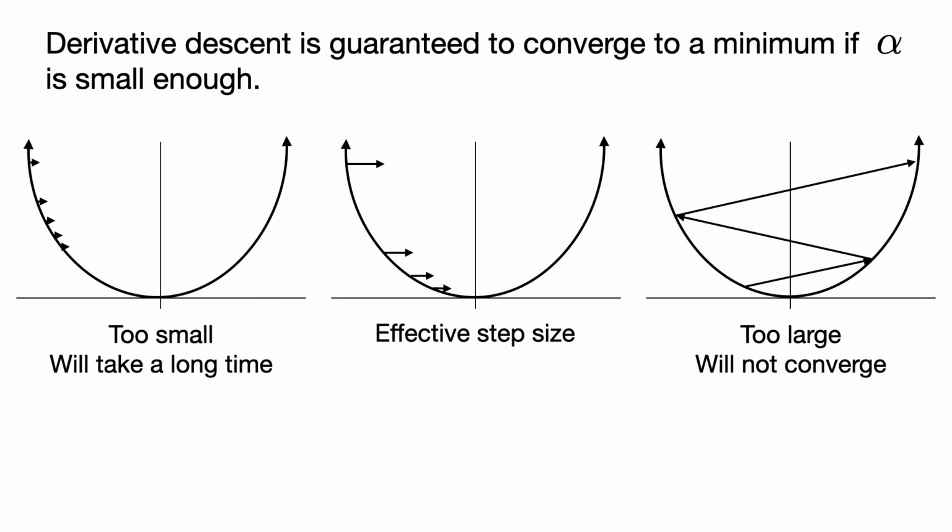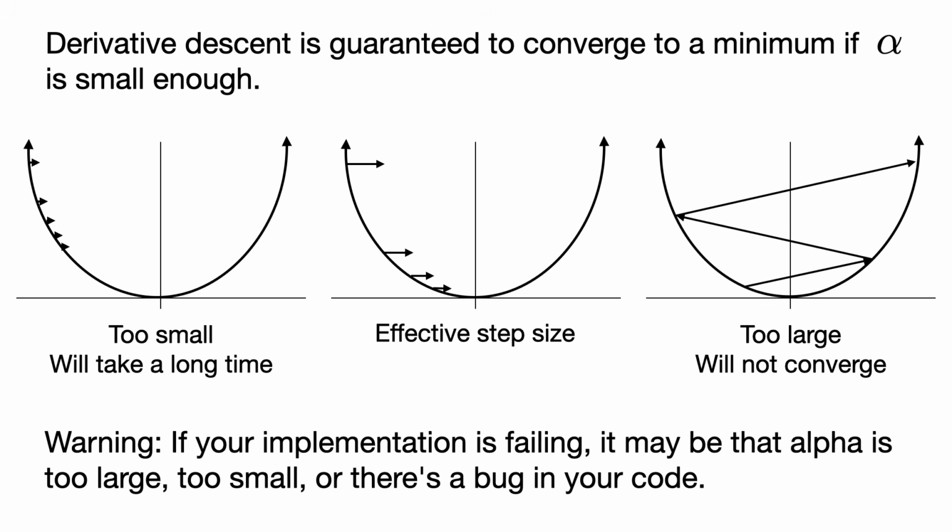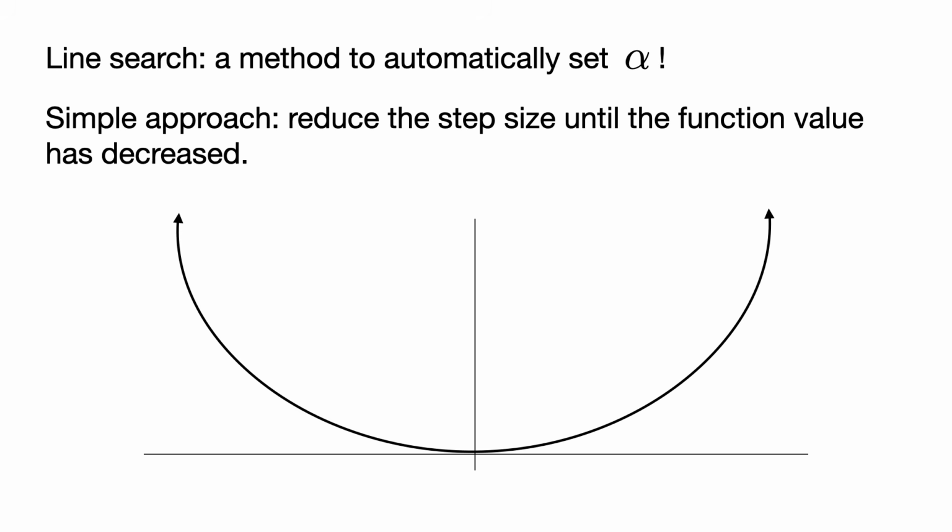Here's an example where alpha is too large, and you see we're getting further and further away from the minimum with each iteration. If your implementation of derivative descent is failing, it may be that alpha is too large, too small, or there's a bug in your code. For example, you could have a bug in your implementation of the derivative. There are ways to automatically set alpha, and these are called line search.